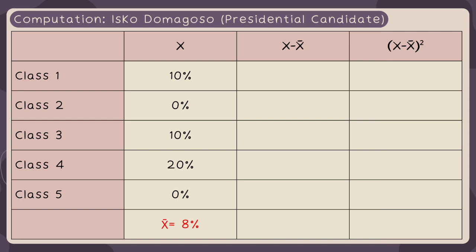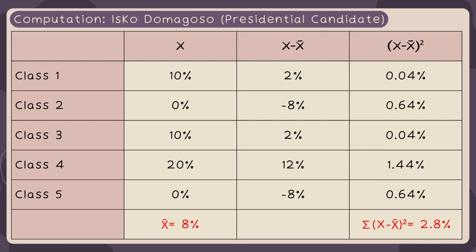Again, same steps. The X column here is 10%, 0%, 10%, 20%, and 0%. For the second column, we will subtract the sample mean from the first column. So 10 minus 8 is 2%, 0 minus 8 is negative 8%, 10 minus 8 is 2%, 20 minus 8 is 12%, and lastly 0 minus 8 is negative 8%. For the third column, we will need to square the values on the previous column, giving us 0.04%, 0.64%, 0.04%, 1.44%, and 0.64%.